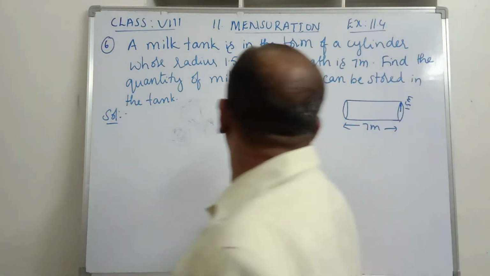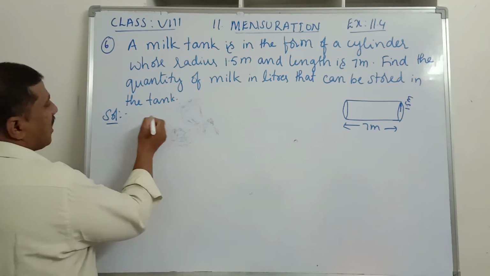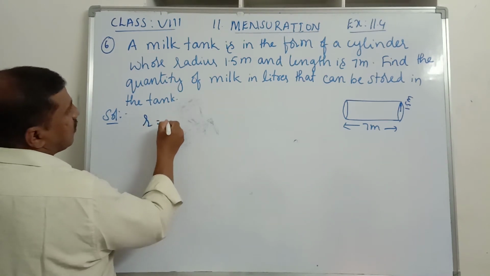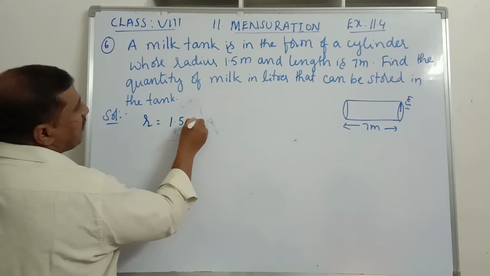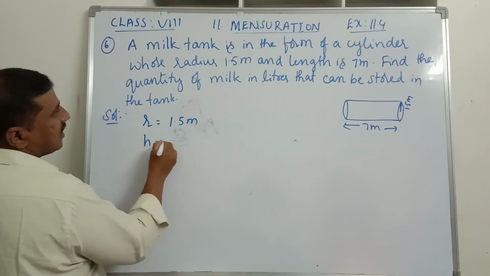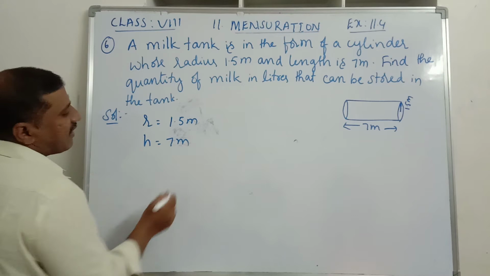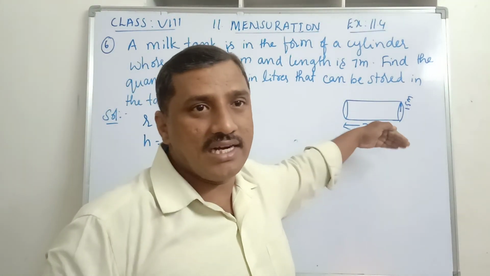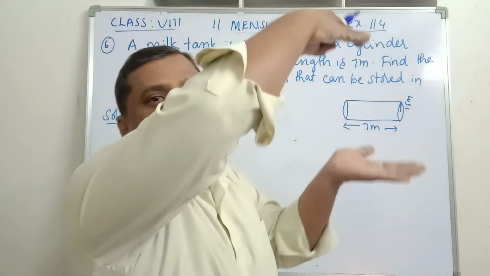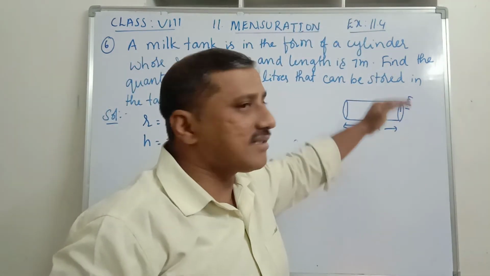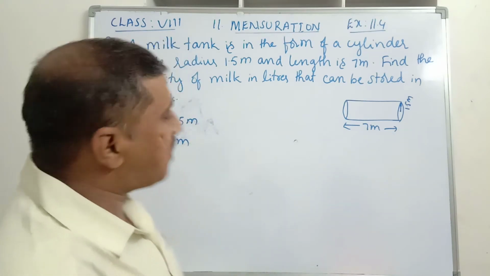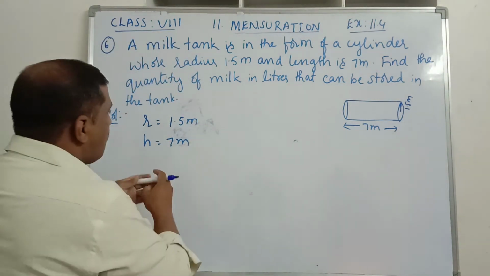So write the given data. For the milk tank, it is given the radius r is equal to 1.5 meters and height h is equal to 7 meters. It is given as the length of the cylinder. So this is horizontal. If you place it in the vertical position, we will call this length the height. The length of the cylinder is nothing but the height of the cylinder, which is 7 meters.